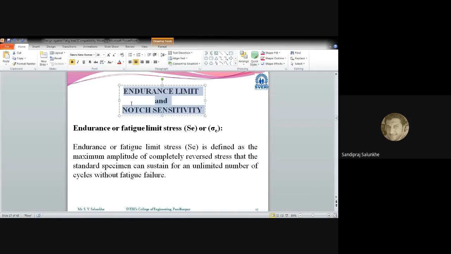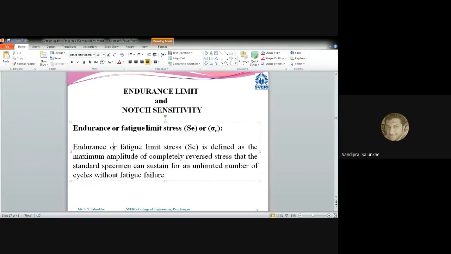We'll say endurance limit and notch sensitivity. These are the two terms which we use in designing any component for fluctuating type of stress. Out of that, first we will see endurance limit. What is this endurance limit? Normally it is denoted by S suffix E or sigma suffix E, because sigma is the nomenclature used for stress. S is taken as the first letter of stress. That's why S suffix E is normally used for endurance limit. E is for endurance and S is for stress.